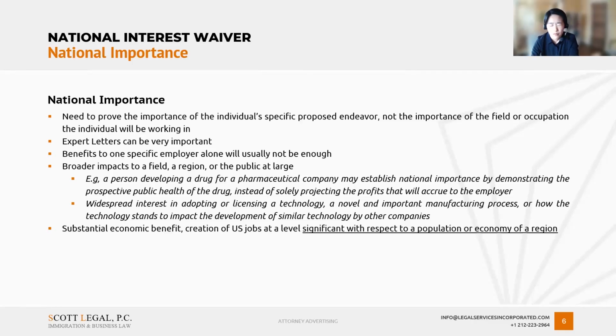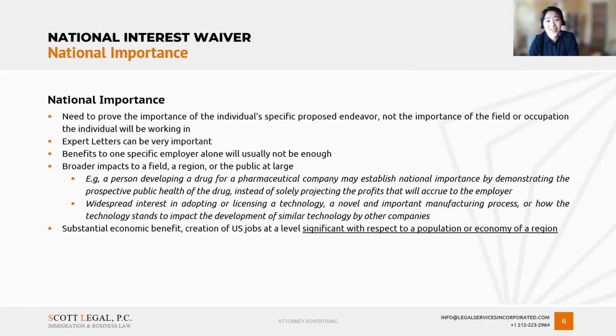The government provides a few examples here. A person developing a drug for a pharmaceutical company may establish national importance by demonstrating the prospective public health benefits of the drug, instead of solely projecting the profits that will accrue to the employer. Similarly, if you can show widespread interest in adopting or licensing a new technology that you're developing, a novel and important manufacturing process, or how the technology stands to impact the development of similar technology by other companies, that can be a good support for national importance.